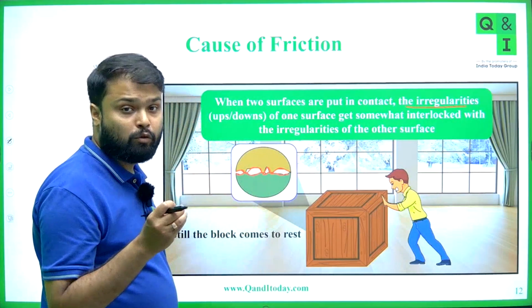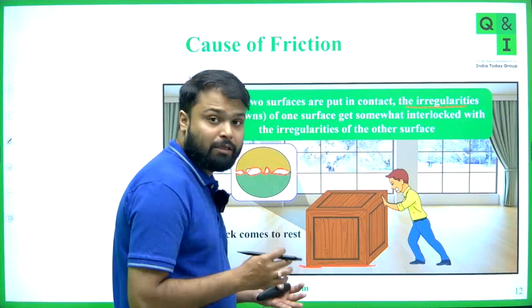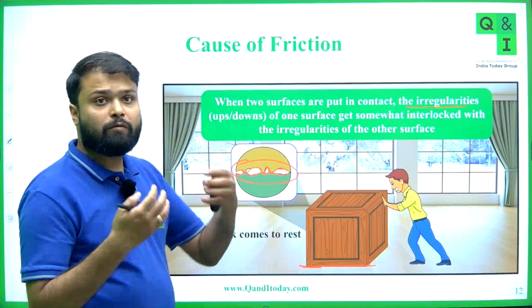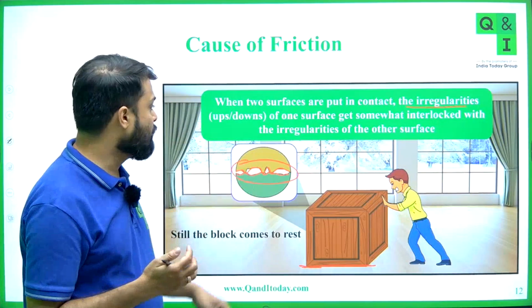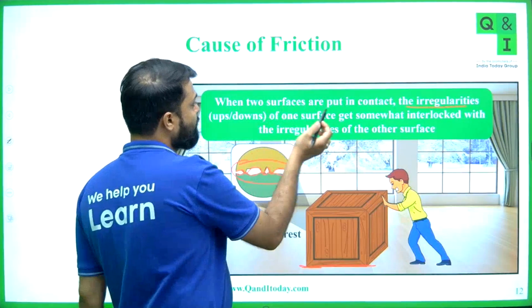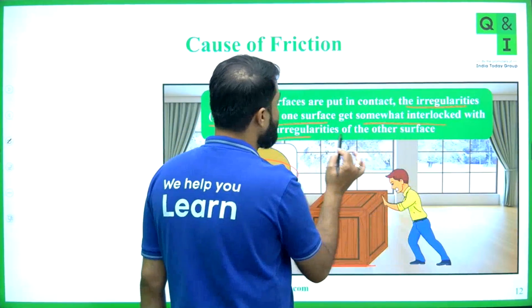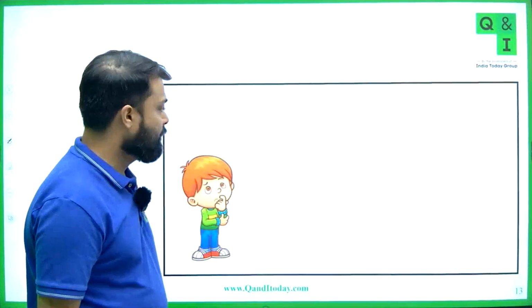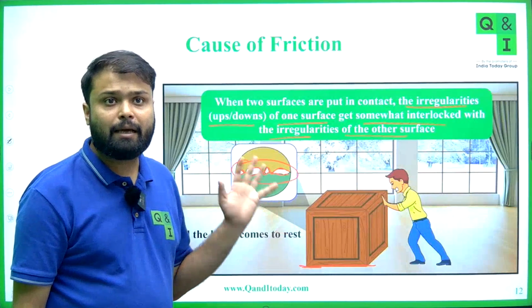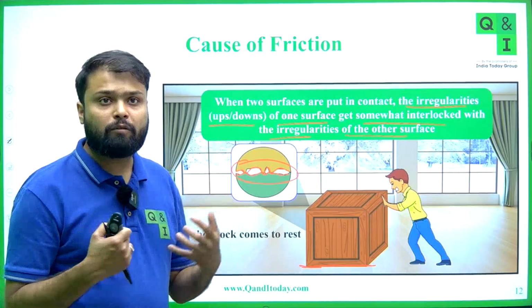When you see from the microscope at the interface where this block and floor are in contact, you can see there is an irregularity between these two surfaces. Because of the interlocking between the two irregularities, friction is offered by the surfaces. So when two surfaces are put in contact, the irregularities, that is ups and downs of one surface, get somewhat interlocked with the irregularities of the other surface. Okay. Clear? No surface is perfectly smooth. There is an irregularity present everywhere between the two surfaces. Yes or no? And the two surfaces get interlocked.